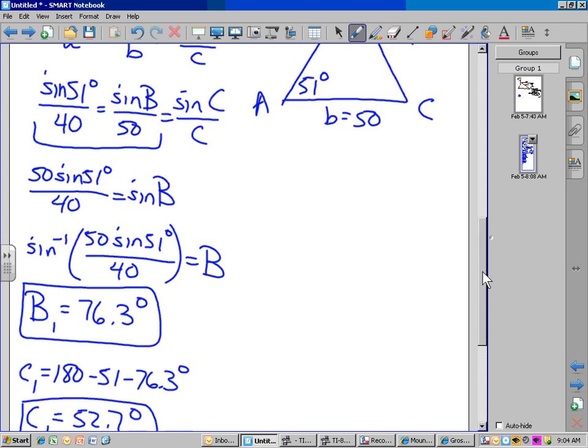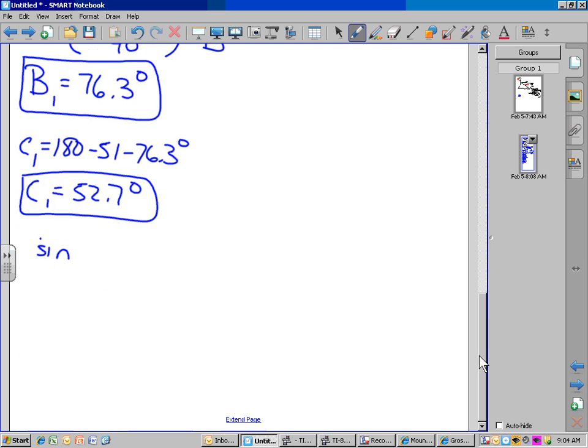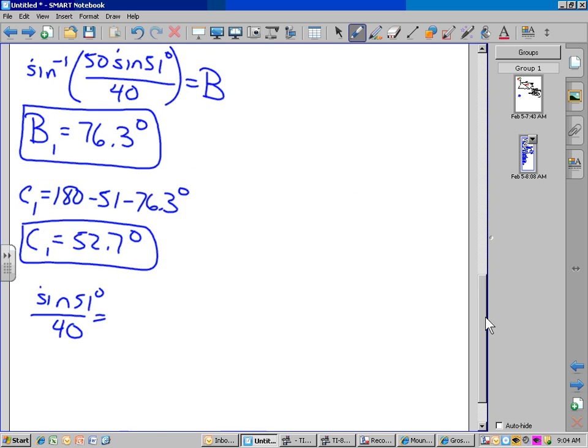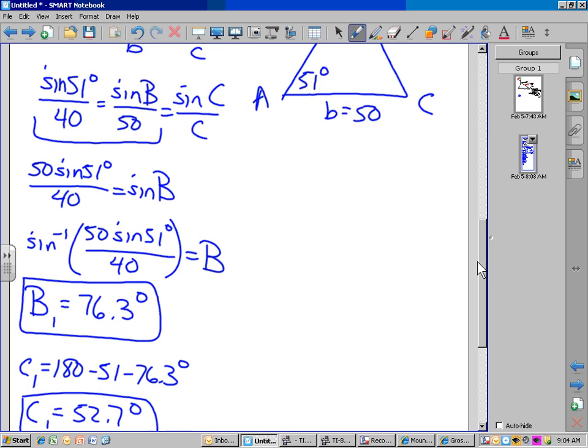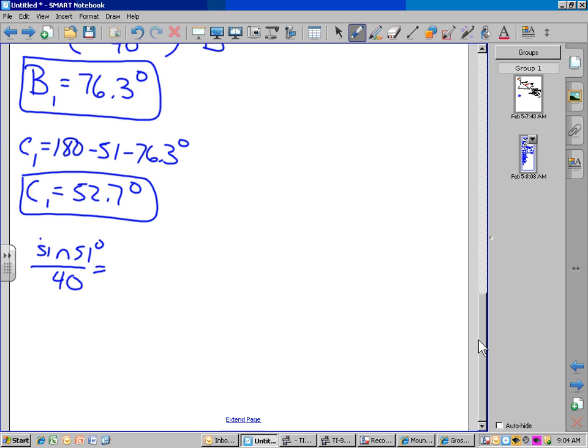Once we have C, then we can find what is missing. Sine of 51 over 40. Okay. We already found angle B, right? So what we need now is sine of C over c, or sine of what? 52.7 over side c. We can solve for side c.